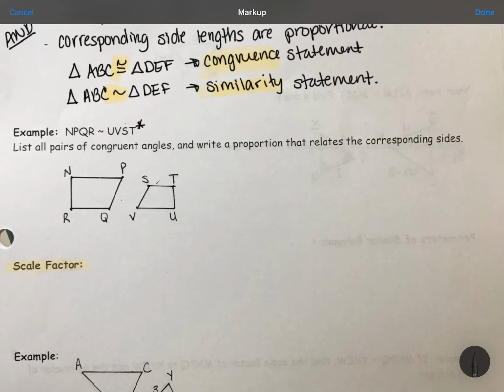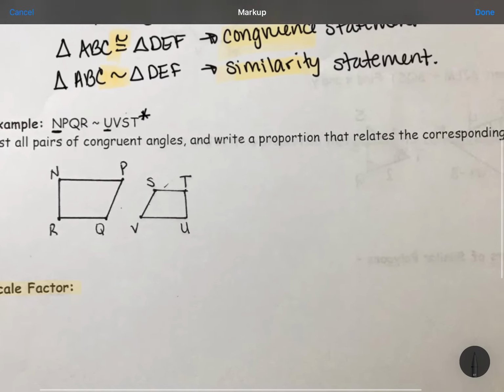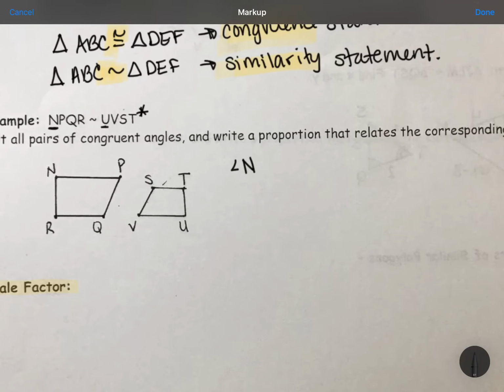So if I look at my similarity statement, I can see N and U are in the same place. So that tells me that angle N is congruent to angle U. And remember, angles are congruent. And then P lines up with V, so angle P is congruent to angle V. And we did this with congruent triangles. Q lines up in the same place as S. And last we have R is congruent to angle T. So those are my congruent angles.